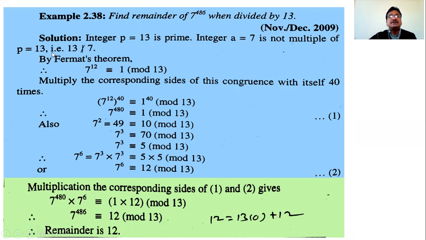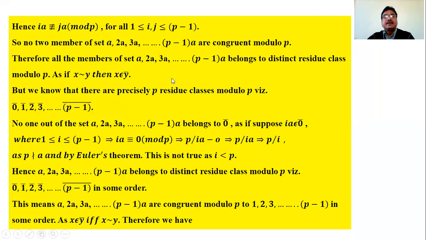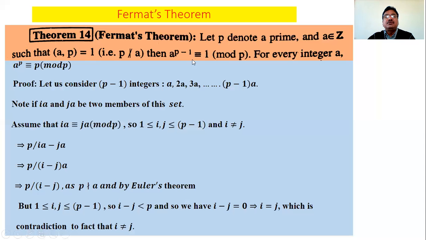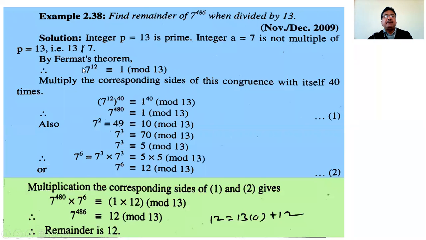And then by Fermat's theorem, what do we have? What is Fermat's theorem? If P does not divide A, then A raised to P minus 1 is congruent to 1 modulo P. That is, 13 does not divide 7, therefore 7 raised to 13 minus 1, that is 12, is congruent to 1 modulo 13. That is, 7 raised to 12 is congruent to 1 modulo 13.